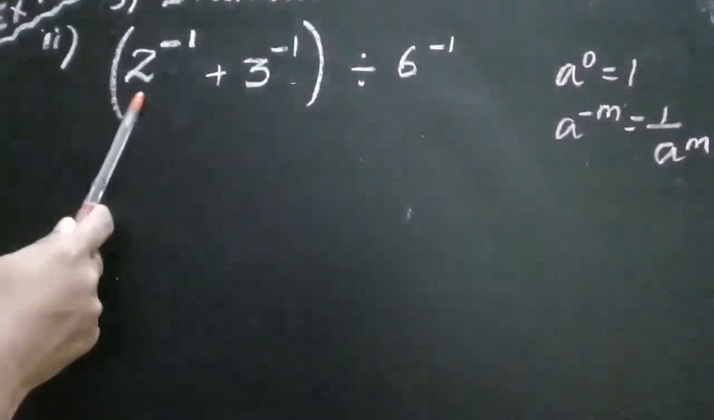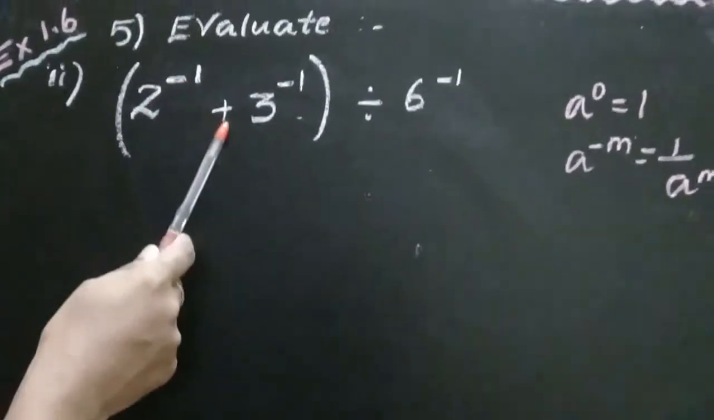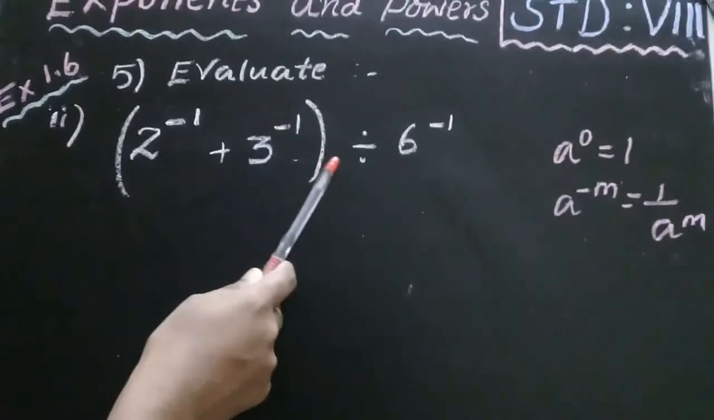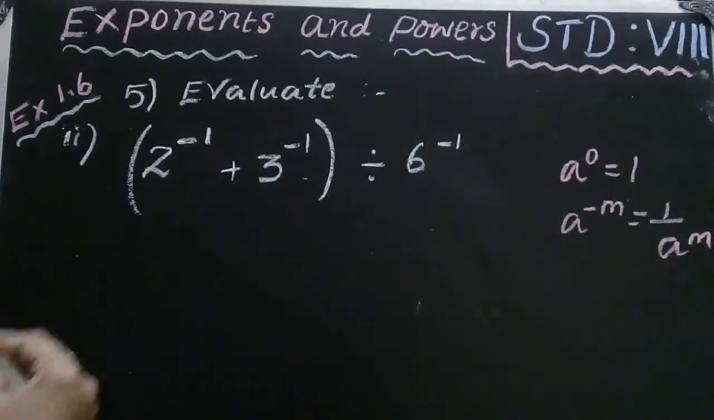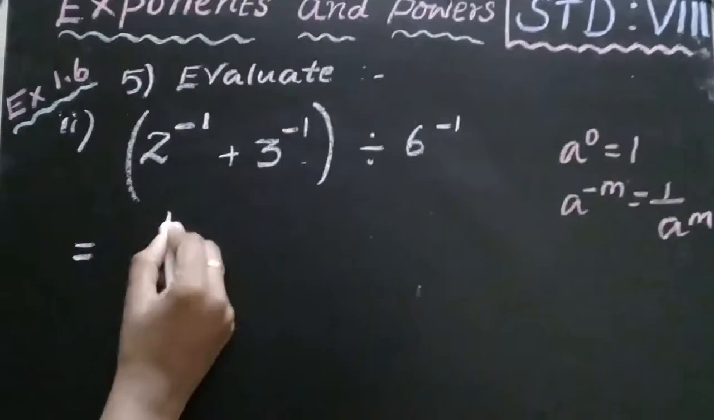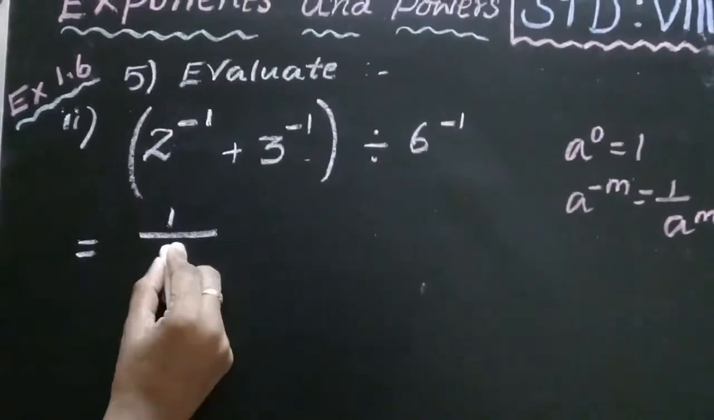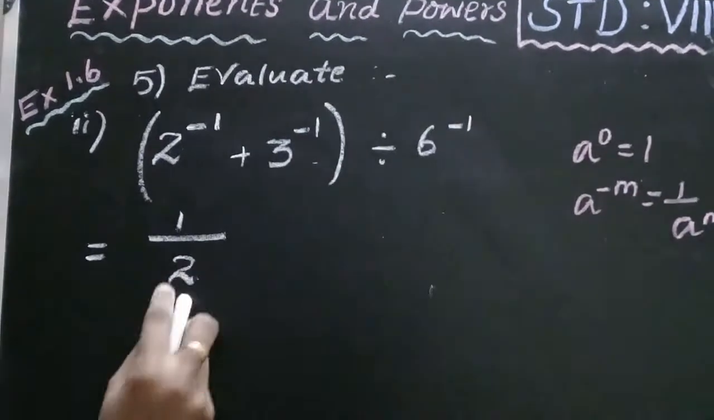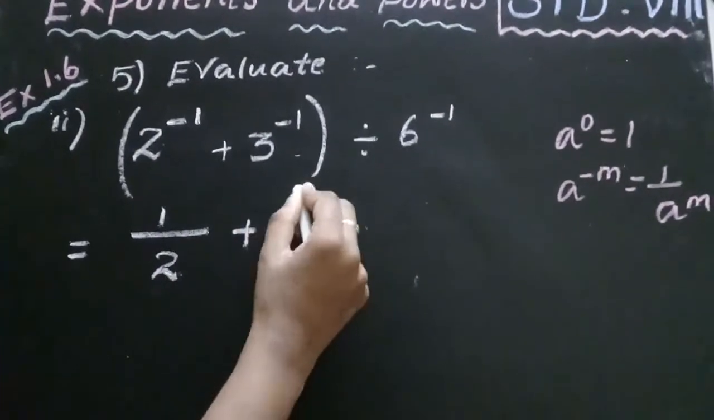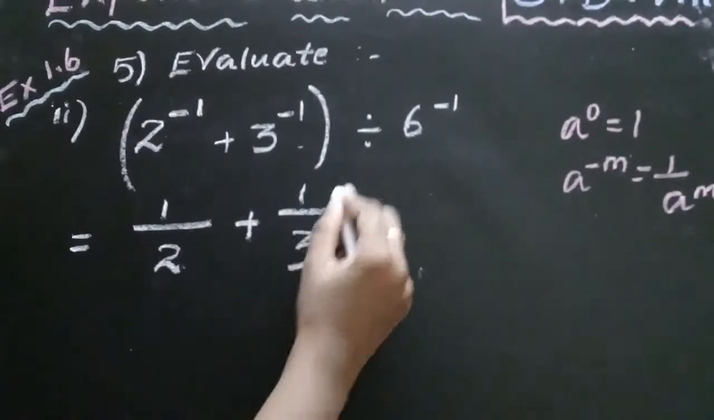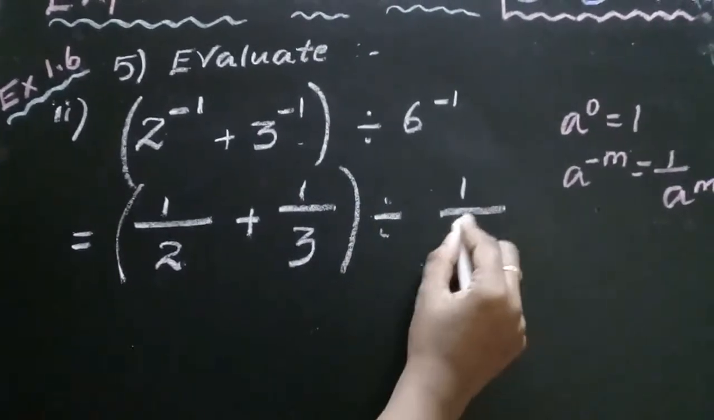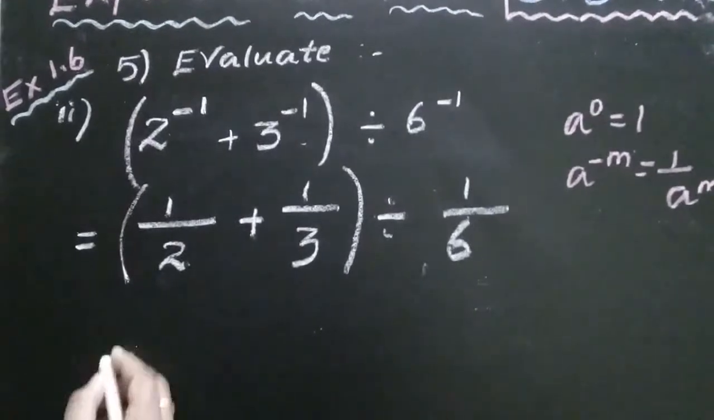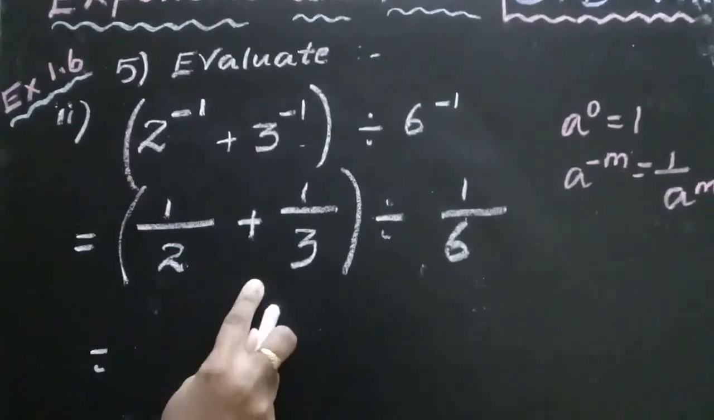Second subdivision: 2 power minus 1 plus 3 power minus 1 divided by 6 power minus 1. Here also the a power minus m formula: 1 divided by 2 power plus 1. So 2 power 1 equals 2 only. Here also 1 divided by 3, divided by 1 divided by 6. That is 6 power 1, 6 only. So 1 by 2 plus 1 by 3.